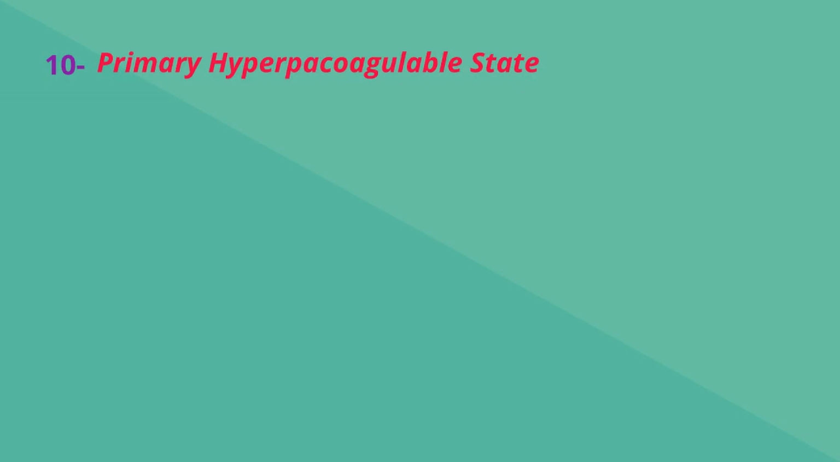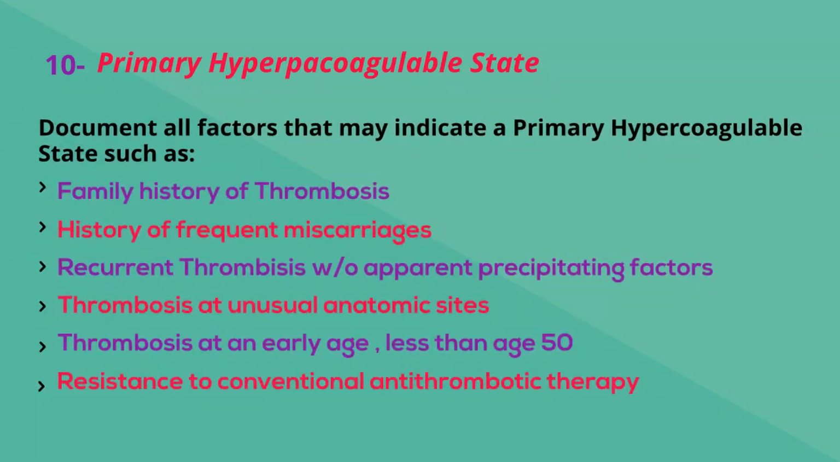The most common inherited abnormality is factor V Leiden mutation, which affects 3% to 8% of the population. Other primary hypercoagulable states are caused by prothrombin mutations and deficiencies of protein C, protein S, and antithrombin. Primary hypercoagulable state has been reported so often without documentation of indicating factors and/or lab tests to support the hypercoagulable state as primary. Some factors may indicate a primary hypercoagulable state, and they should be documented to support this condition.